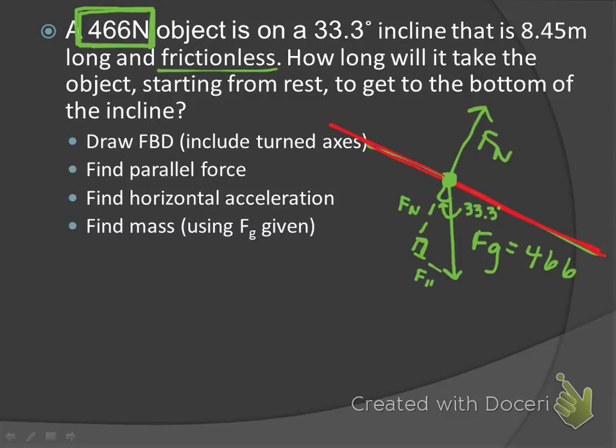Since it's in newtons, they already took it times 9.8. So later, when we need to know the mass of the object, we're going to have to take this number divided by 9.8 to find the mass, right? But for right now, we don't have to do anything with it. So let's solve for the parallel force. Parallel is sine, so we'll use 466 sine of 33.3.